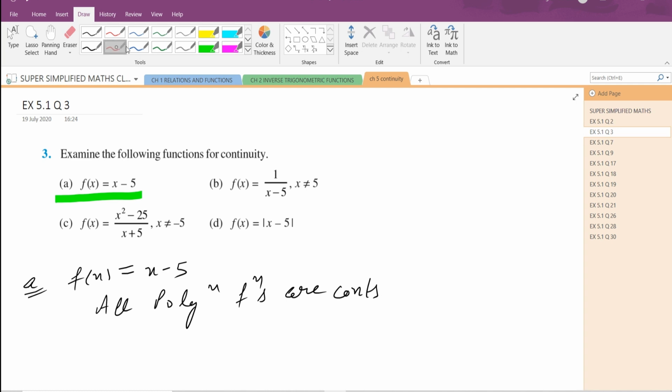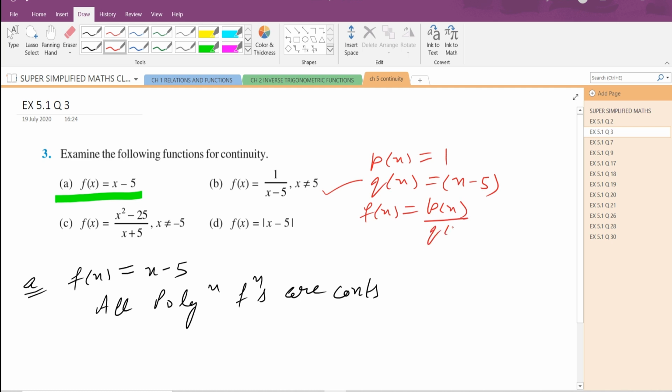Now we can see these are actually short questions. In part B, you can see the numerator is the constant function 1. You can say p(x) is 1 and q(x) is x minus 5, and the given function f(x) is p(x) upon q(x). Now p(x) being the constant function is continuous. I have already discussed the continuity of the standard functions, and q(x) being the polynomial function is continuous. This is the constant function and every constant function is continuous. This is the polynomial function and every polynomial function is continuous.